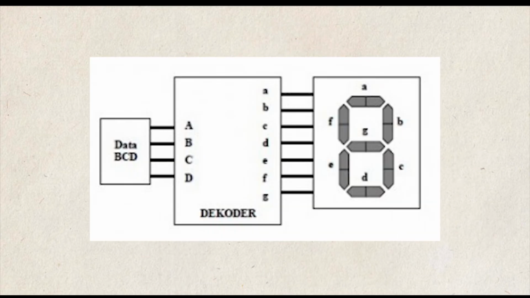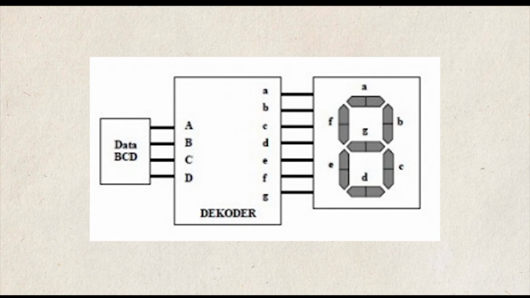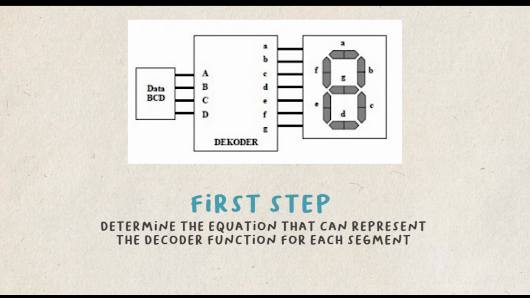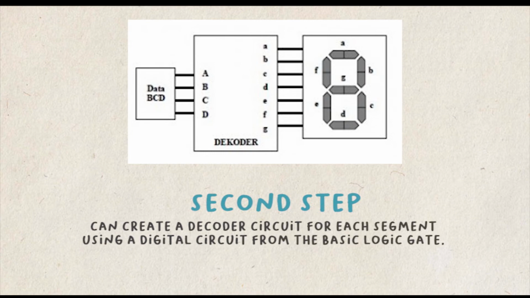The process of encoding BCD data into decimal number display is done separately for each segment. To build a 7-segment decoder, the first step is to determine the equation that can represent the decoder function for a segment. After that, you can create a decoder circuit for a segment using a digital circuit from the basic logic gates.